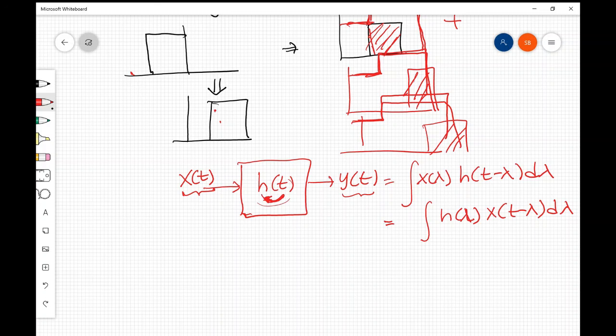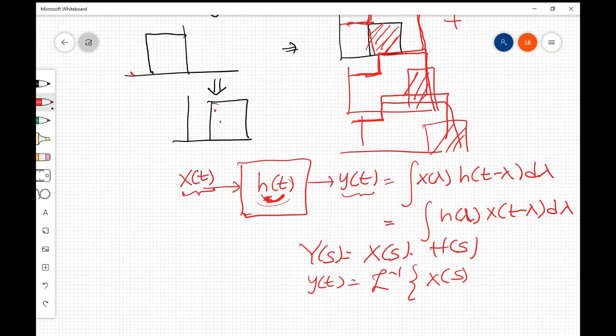But if we use the Laplace transform, then Y at s is X at s multiplied by H at s, so y at t is basically the inverse Laplace transform of X at s times H at s. That's the beauty of using the Laplace transform, because it is much easier to use the Laplace transform to find the output, convolution-wise, than using the time integral.